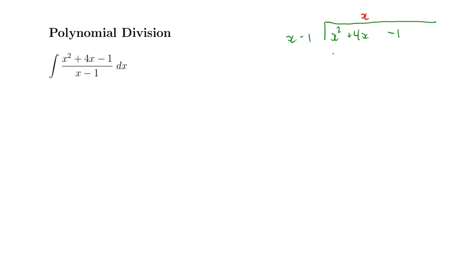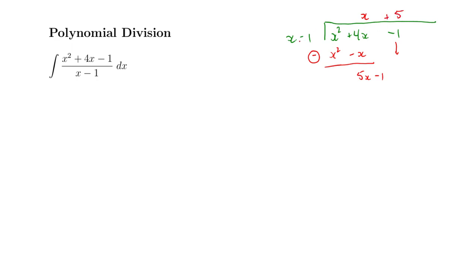Now I'll multiply, and I would get x squared minus x, if you do the distributive property. And then remember, in our division algorithm, we're always looking for a difference here. x squared minus x squared is 0. That's good. 4x minus negative x is 5x. And then we look at this last little part, this negative 1. We say, okay, how many times does x go into 5x? Or really, how many times could x minus 1 go into 5x minus 1? And we'll say, oh, 5.